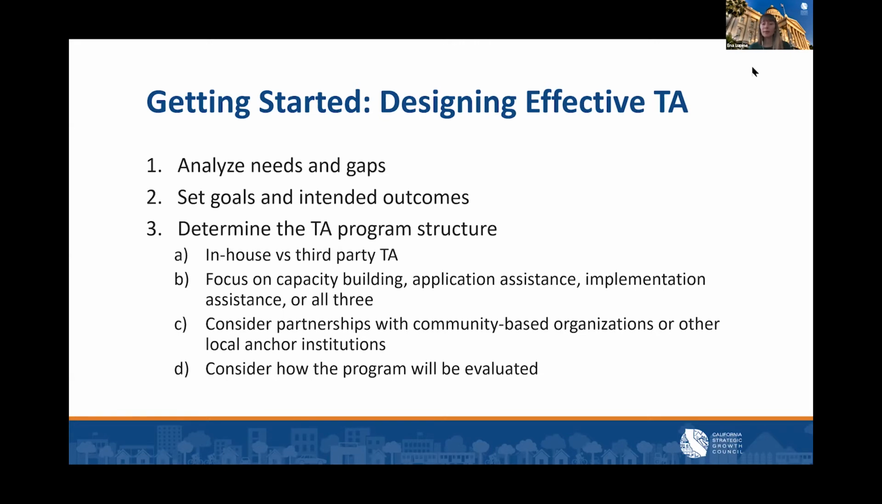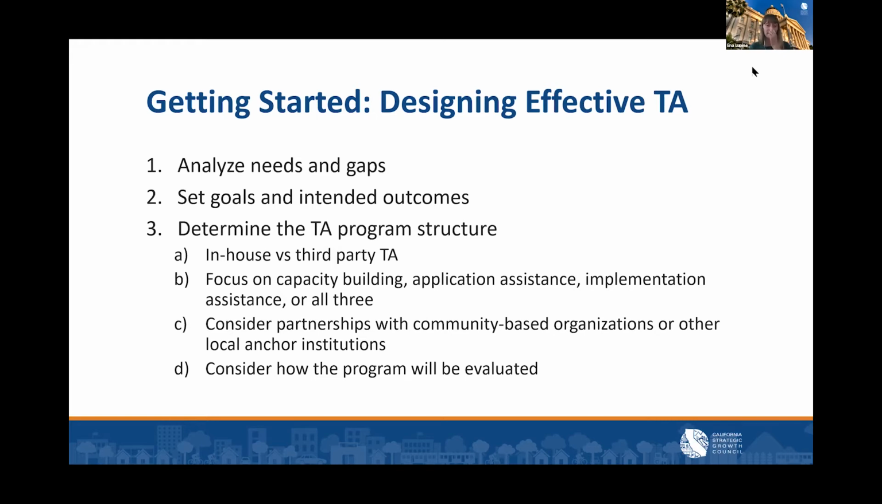The next thing to think about is whether or not you want to focus on capacity building, application assistance, implementation assistance, or do a hybrid with multiple elements of that kind of TA. I talked through those different types of TA a little bit more earlier, but in some cases, it does really help to support folks throughout the entire process of developing a project. And so we have a few case studies on our website, and we're hoping to build out more case studies that can show some examples of what that might look like on the ground.